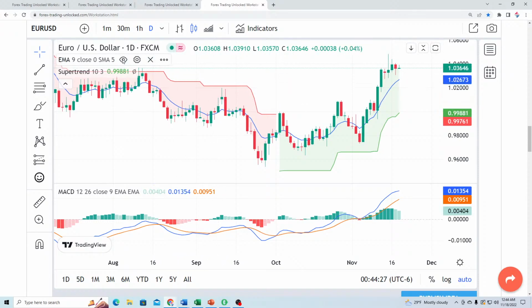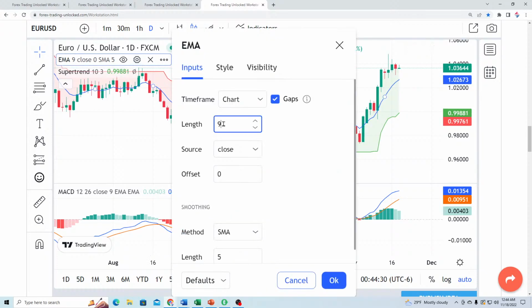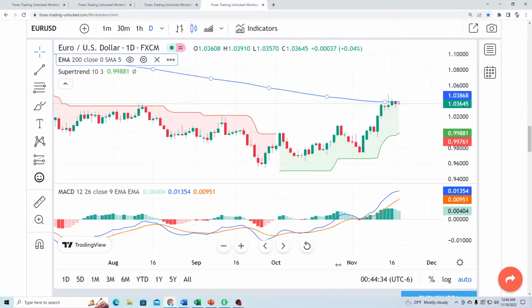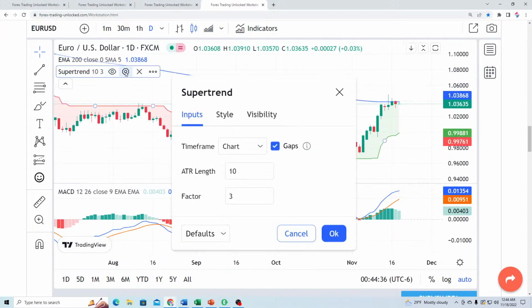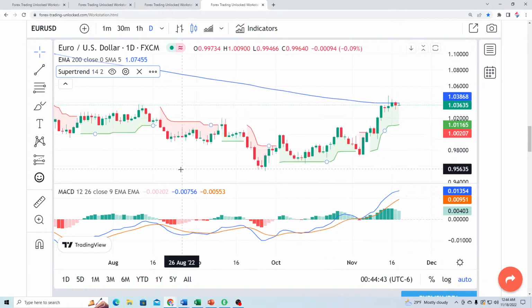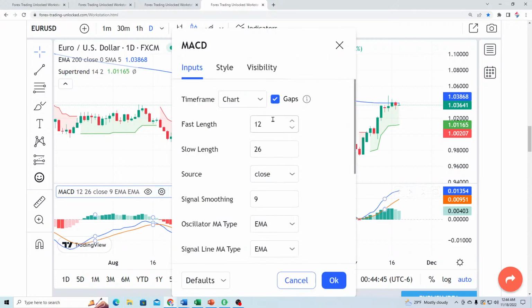Okay, so in the EMA here, we're going to click on change the 9 to 200. Click on OK. And then we're going to go to the super trend here, and we're going to change the 10 to a 14 and the factor to a 2. Click on OK. We go to the MACD settings here. We're going to take the fast length and change that to a 13. We're going to change the slow length to a 21.